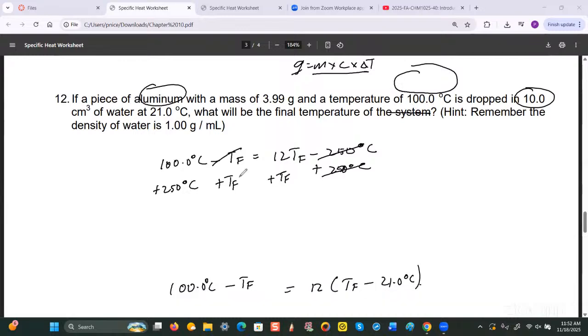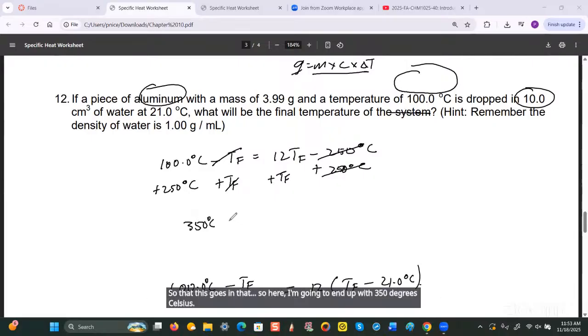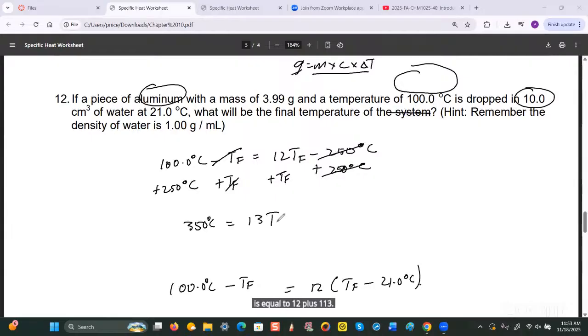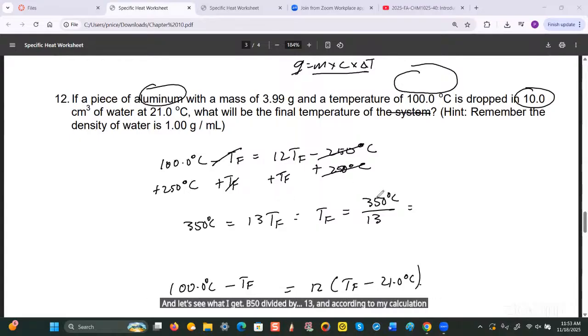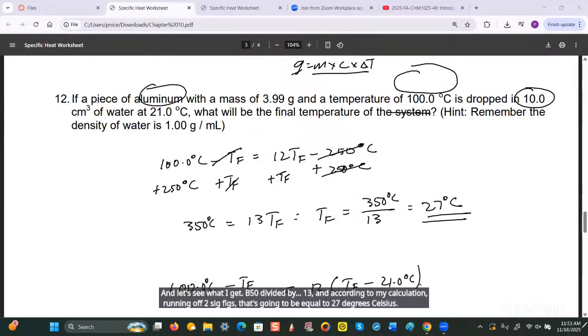So that this goes in that. So here I'm going to end up with 350 degrees Celsius is equal to 12 plus 1, 13 TF, which means that TF will be equal to 350 degrees Celsius divided by 13. And let's see what that gives. 350 divided by 13. And according to my calculation, rounded off to 2 sig figs, that's going to be equal to 27 degrees Celsius. All right?